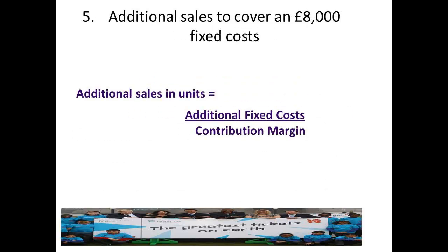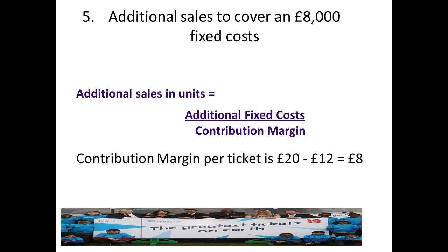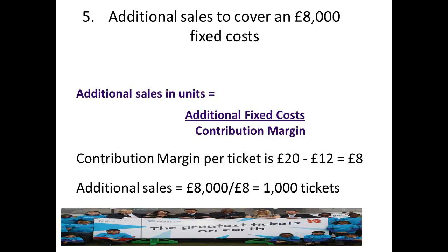If fixed costs were to increase by £8,000, then how many additional sales are required? The additional sales in terms of units are given by dividing the additional fixed costs by the contribution margin. The contribution margin per ticket is 20 less 12, which equals £8. The additional sales required will be 8,000 divided by 8, which equals 1,000 tickets.